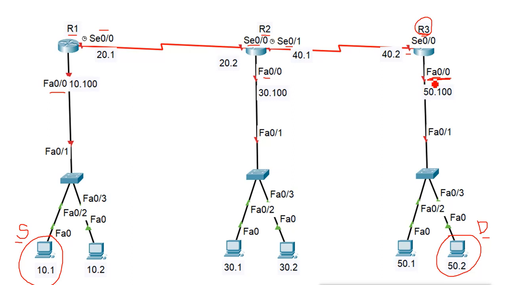Now how will it fail? For example, I created the list on router 3, but I applied it here on this interface. On this interface, remember, if the data is coming from here and going to this destination, that means it will enter from here and it will exit from here.